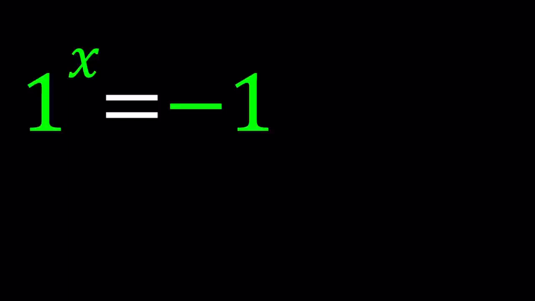Hello everyone. In this video we're going to be solving a very interesting exponential equation. We have 1 to the power x equals -1, and we're going to be solving for x values. Before we start solving this problem, I just want you to think about it a little bit. Can we find an x value for which this is true?